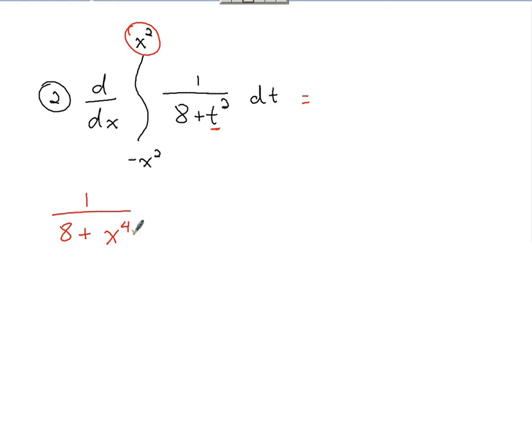What you just plugged in, you take the derivative of. We just plugged in x squared, the derivative of x squared would be 2x. So we multiply on 2x. Now subtract.